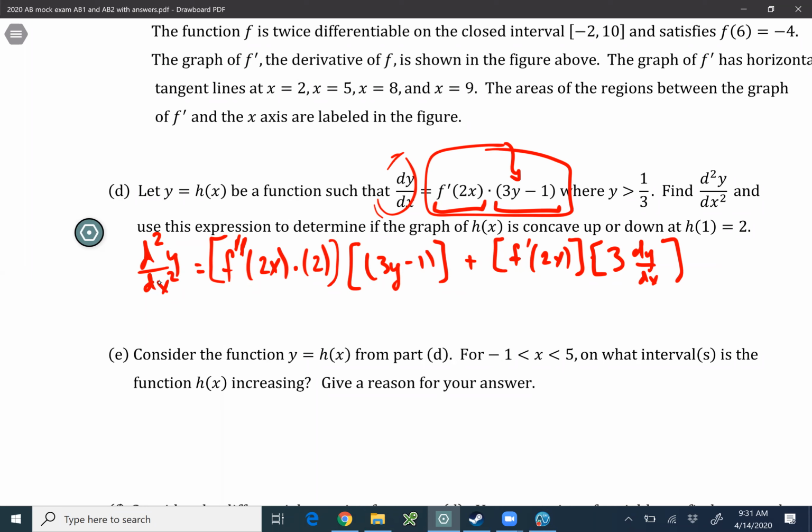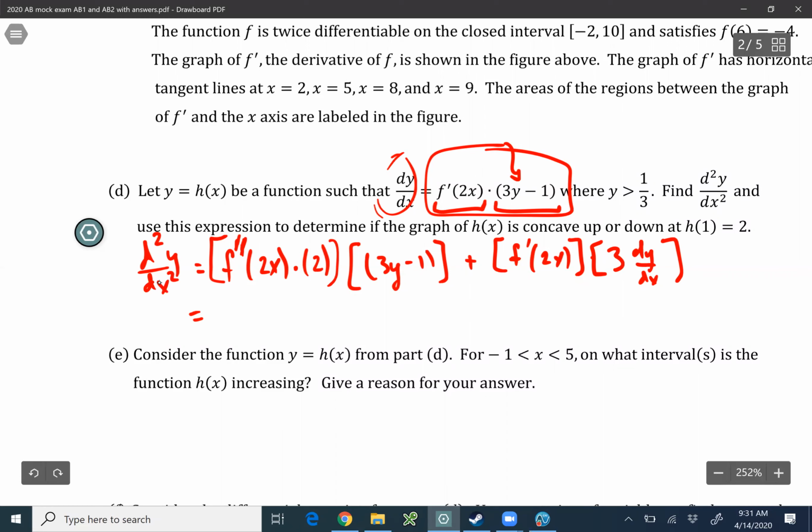That gets a little bit weird, but we don't really have to replug it all in here, because we're just trying to plug in the point 1 comma 2. It says find d squared y dx squared, and then use that to figure out if it's concave up or concave down. So yeah, I guess they do want us to do that.